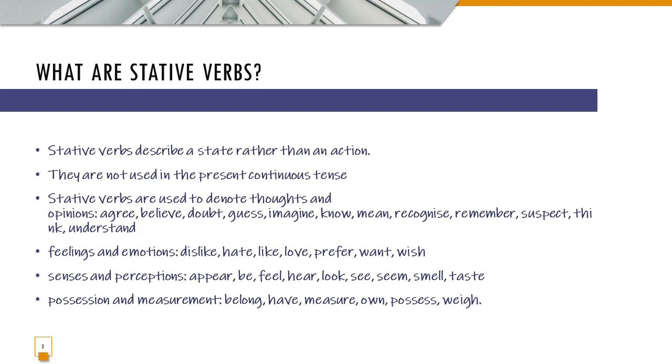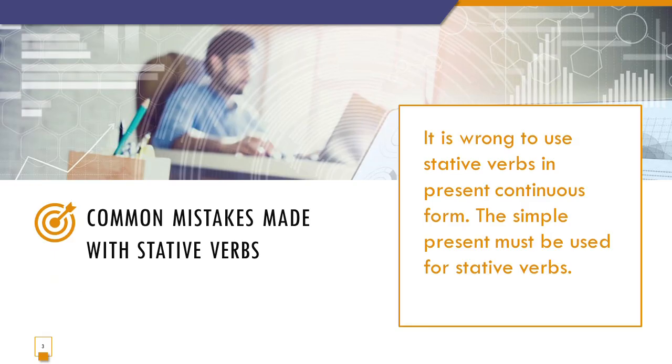And possession and measurement. Okay, so when you say it measures, it's not an action that you're doing, but you're talking about the state of something. Okay, so possession and state. Possession means owning something. So belong, have, measure, own, possess, weigh. So these are some of the examples of your stative verbs.